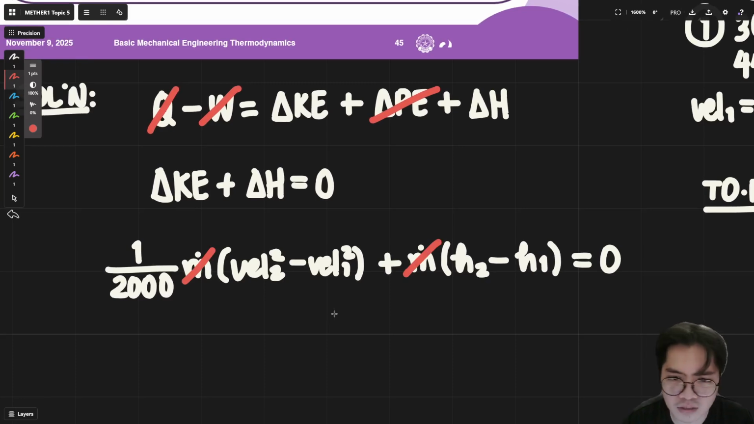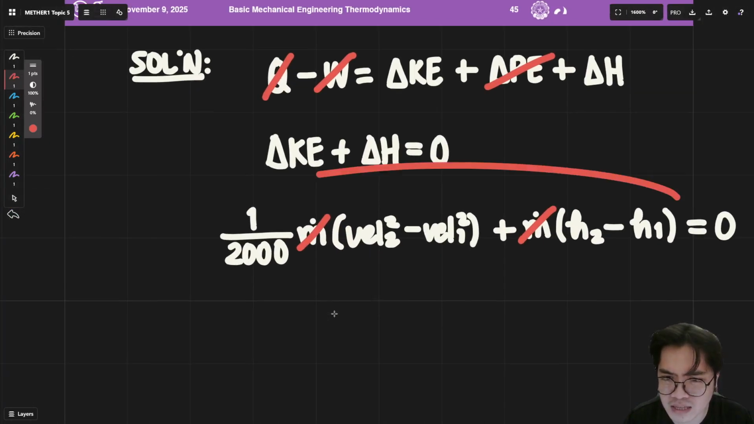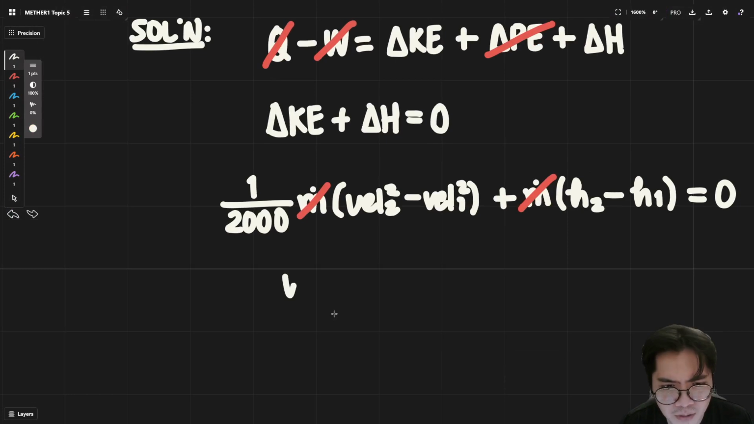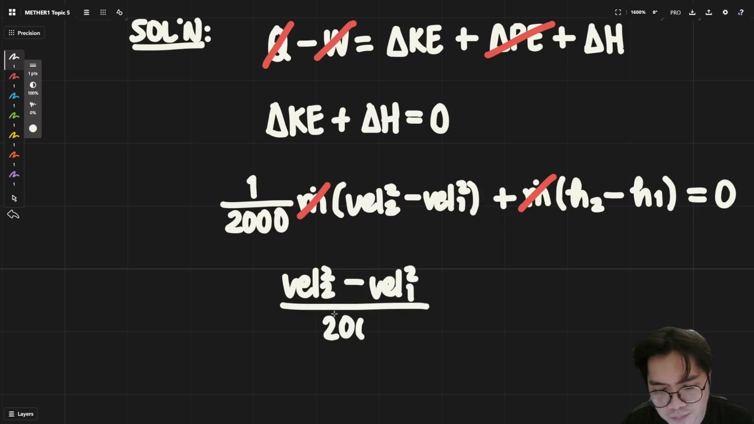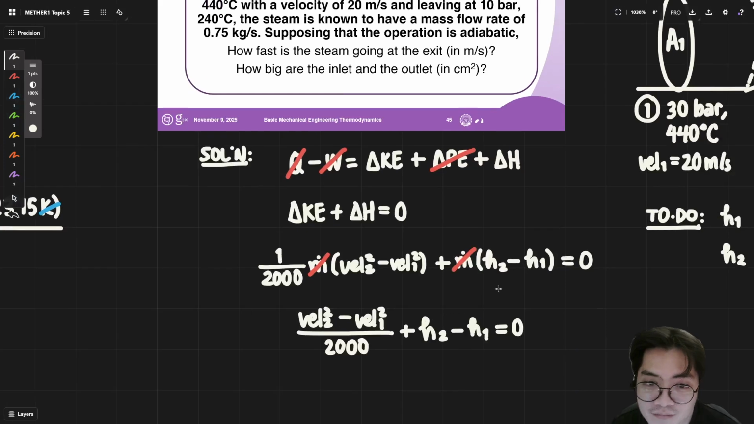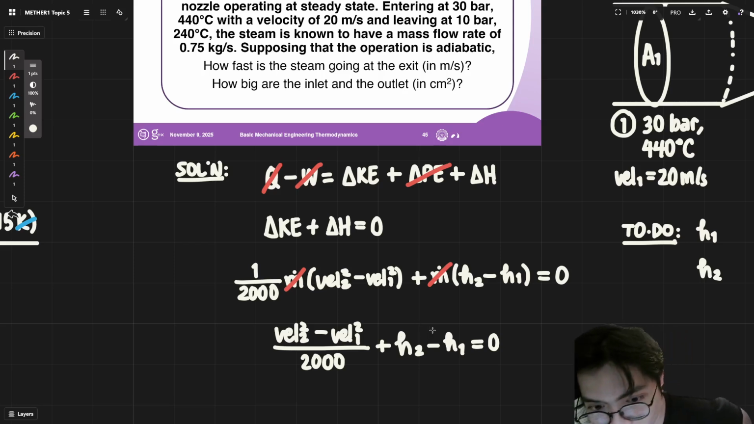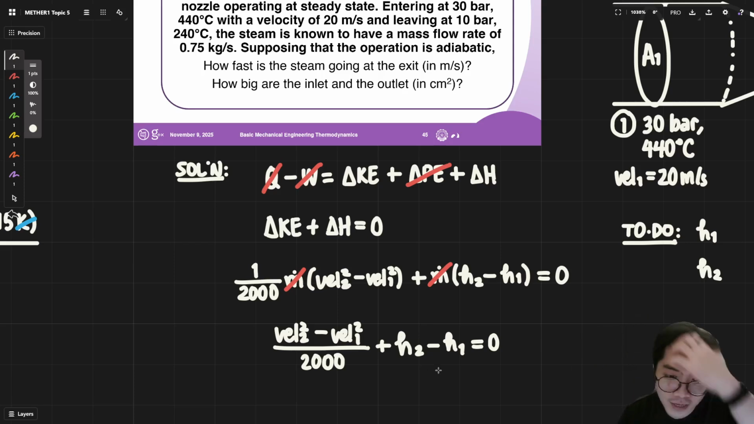But notice, I can actually cancel my m dot. If you divide both sides by m dot, which is just a number, you will still see this. Everything is still possible. So you will now have vel2 squared minus vel1 squared all over 2000 plus h2 minus h1 is 0. Congratulations, you have unlocked a new formula by watching this video. This formula is valid for both a nozzle and a diffuser, supposing that it's, number 1, horizontal, number 2, adiabatic, which is usually what is being assumed.